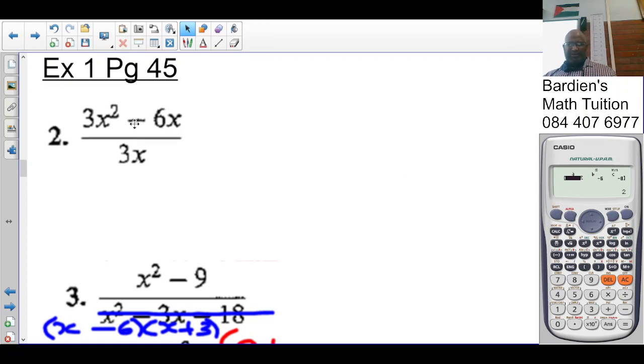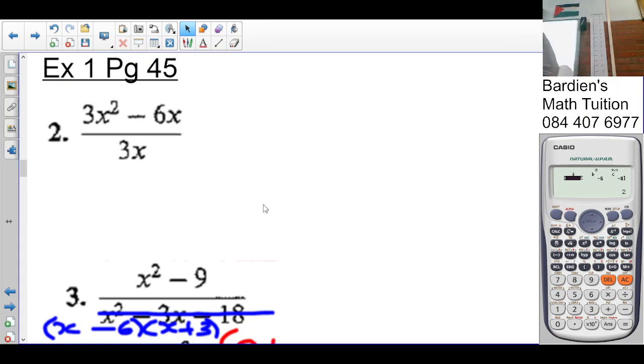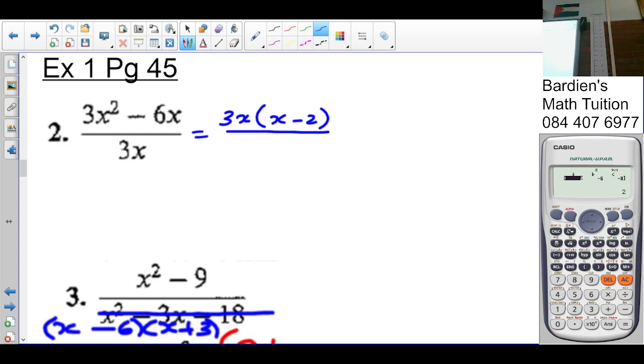Let's do this. Number 2. So what must be done here? Factorize the numerator, not so? So we have, what is common? 3x. What are we left with? x minus 2 over. Now what can be done? 3x can cancel. Not so? So what are we left with? x minus 2 over 1. It's x minus 2.